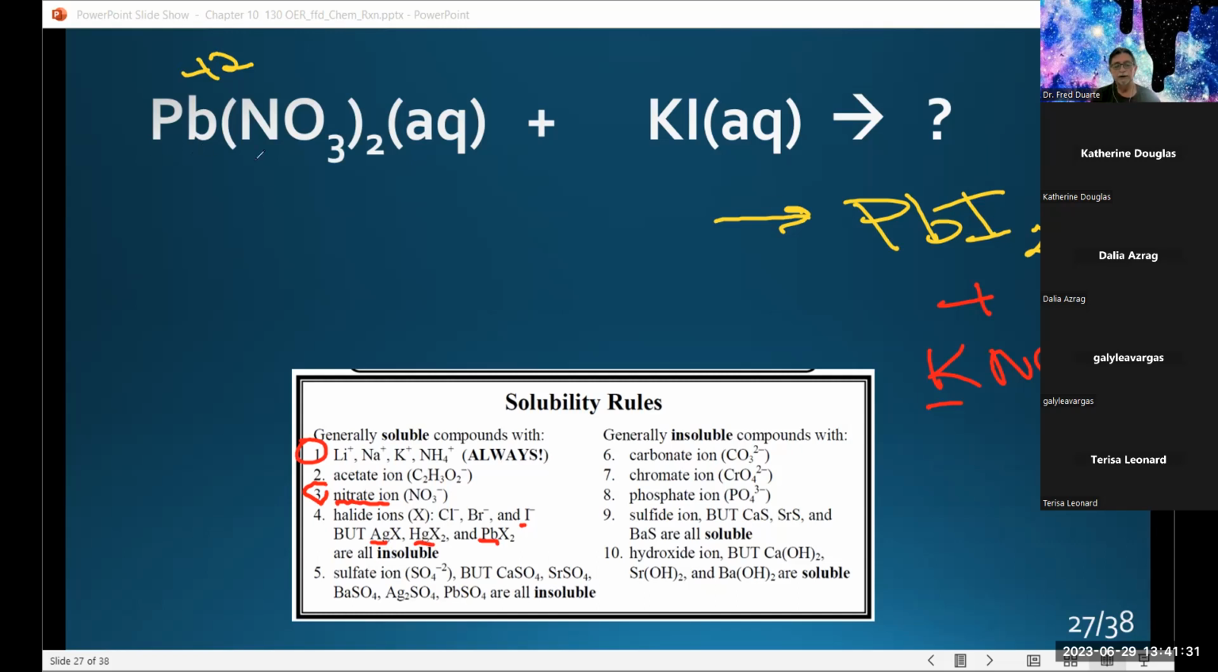I got one lead on the reactant side, one lead on the product side, so we're good to go. One potassium on the reactant side, one potassium on the product side. However, there are two nitrates on the reactant side, and so there's only one on the product side. So if I put a 2 in front of potassium nitrate, that balances my nitrates.